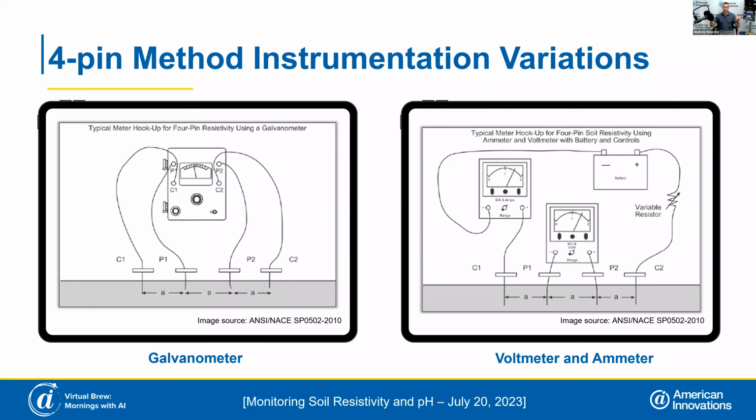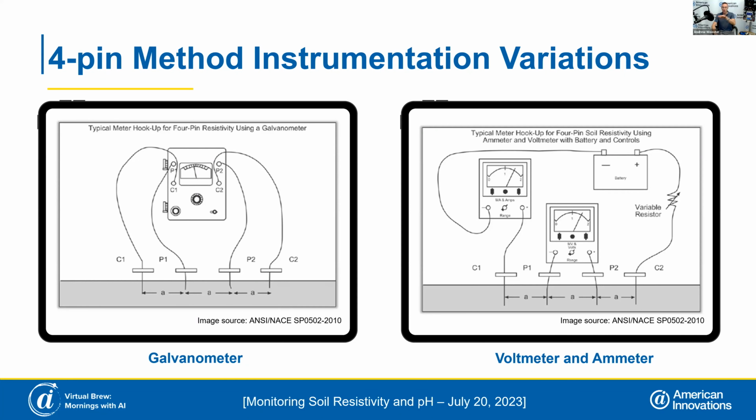And what's really neat about this method is the spacing of those pins has a direct correlation with the depth of the soil. So say, for example, you space the pins 6 feet apart, your resistivity measurement can be correlated to what it might look like 6 feet below the surface of the earth. And so you can space those pins accordingly for how deep you're going to be burying the pipeline.